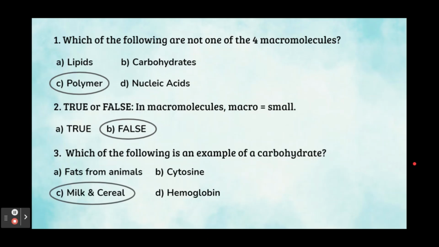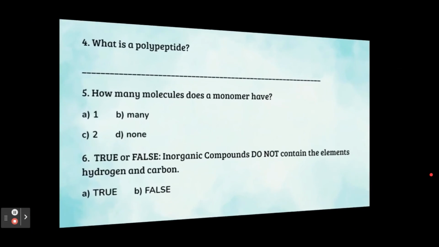Number 3, which of the following is an example of a carbohydrate? The answer is C, milk and cereal. These are starches. Milk is not, but cereal is, so just focus on the cereal part. Hemoglobin is a protein, cytosine is part of a nucleic acid, and fats from animals are lipids. So this one had to be correct. Ignore the milk; cereal is the starch of the carbohydrate.